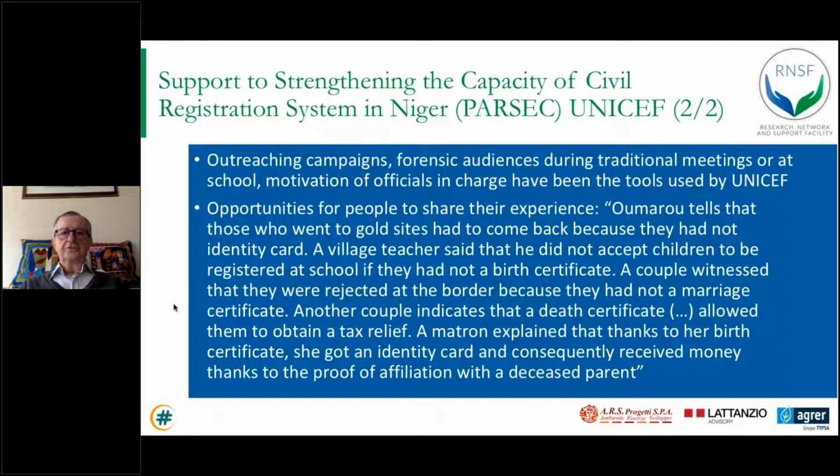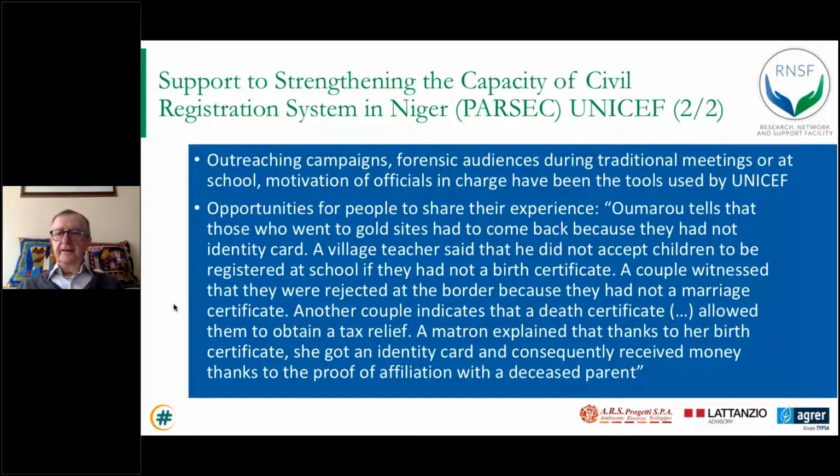Some examples of opportunities were given to people to share their experiences in these forensic audiences or campaigns. For instance, Umaru was able to tell that those who went to gold sites in Niger had to come back because they had no identity card. A village teacher said that he didn't accept children to be registered at school if they had no birth certificate. A couple witnessed that they were rejected at the border because they had no marriage certificate, and another couple indicated that a death certificate allowed them to obtain tax relief.